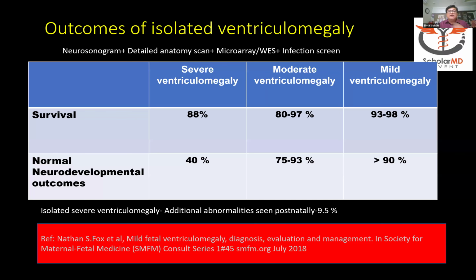So let us look at the outcomes of isolated ventriculomegaly. After you have done a neurosonogram, detailed anatomy scan, microarray, whole exome or infection screen, and all this is normal, then we can say that this is isolated. In the outcomes, the survival in severe ventriculomegaly is 88%, and with mild it is 93 to 98%. The risk of normal neurodevelopmental outcomes, even in severe ventriculomegaly, can be up to 40%.